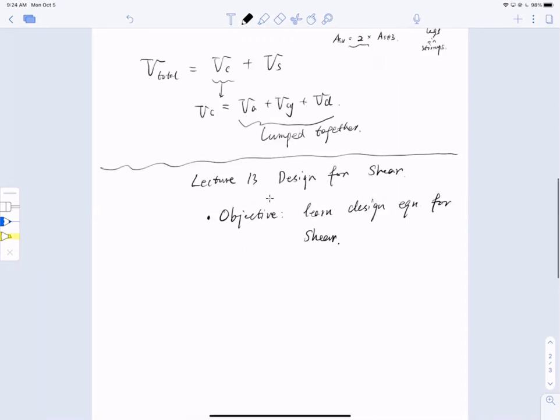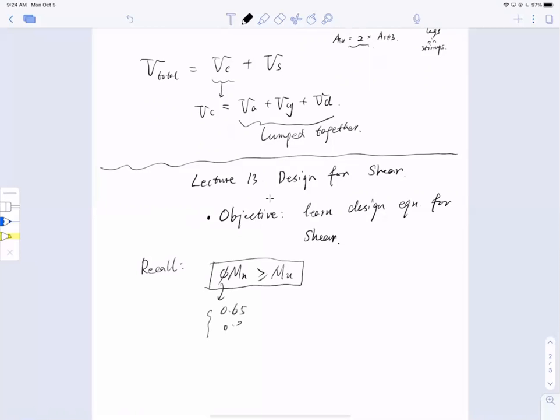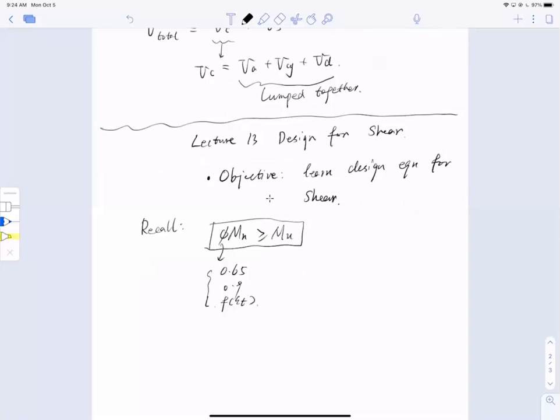All right, so we have gone over the basic concept of how shear transfers across the crack. So we want to get into the design part. Recall first how we design for moment. Phi Mn is the design moment, which has to be greater than or equal to Mu, which is applied. And we have to determine a phi, the strength reduction factor, that is either 0.65, 0.9, or some equation in terms of epsilon t, the tensile strain of the steel in the bottom layer. That's how we design for flexure.